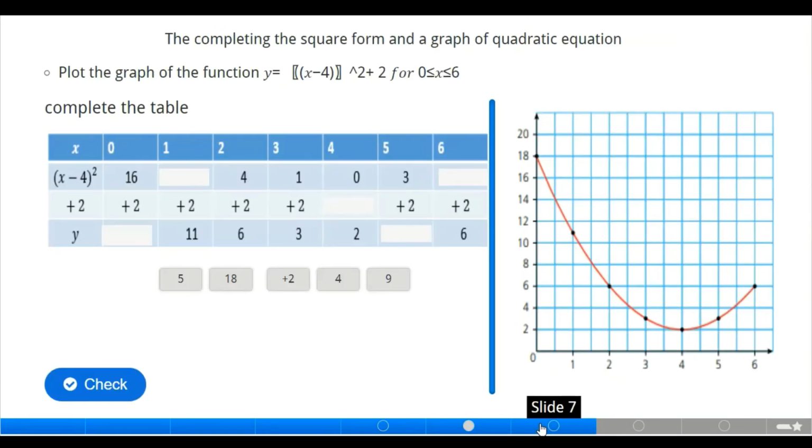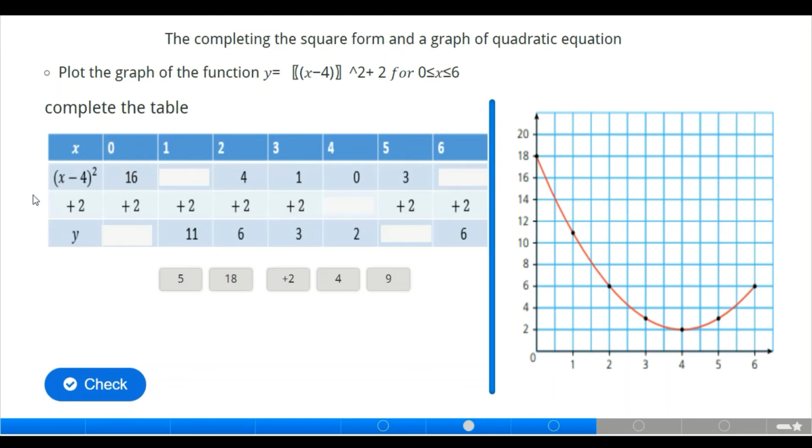So let's prepare this table as well. We have the function y equals x minus 4, raised to power 2, plus 2. So we have the graph prepared there. Let's prepare our table and let's see what we are going to be having. Okay, now let's put in the values for x. X ranges from 0 to 6. So we have 0, 1, 2, 3, 4, 5, 6.